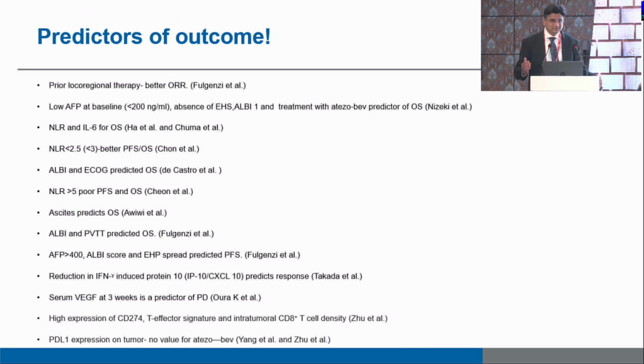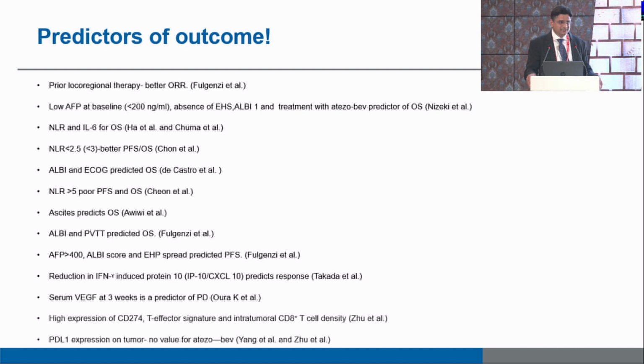There are several predictors of outcome which have been reported in the literature. The first and most important is prior loco-regional therapy. Post radioembolization, there is an increase in tumor antigen presentation. So if you do a TARE followed by atezolizumab, then the response rate is much better compared to patients who receive atezolizumab alone. And low alpha fetoprotein definitely has a good response rate.